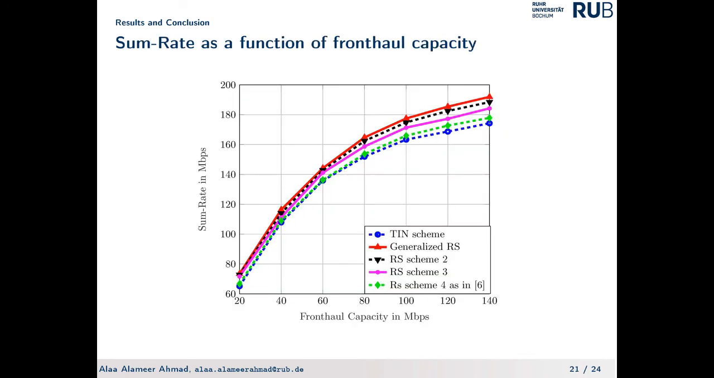Here we show the achievable sum rate of all studied schemes as a function of the fronthaul capacity. The number of users in this scenario is set to 4, while the number of base stations is set to 3, each equipped with 2 antennas. We vary the fronthaul capacity limit per base station between 20 megabit per second and 140 megabit per second, as shown on the x-axis. As expected, the generalized RS achieves the best performance thanks to its ability in managing the interference. Interestingly, RS scheme 2, which considers only the common streams between 2 users, achieves a performance close to the generalized RS, and all RS schemes are superior to TEAM.